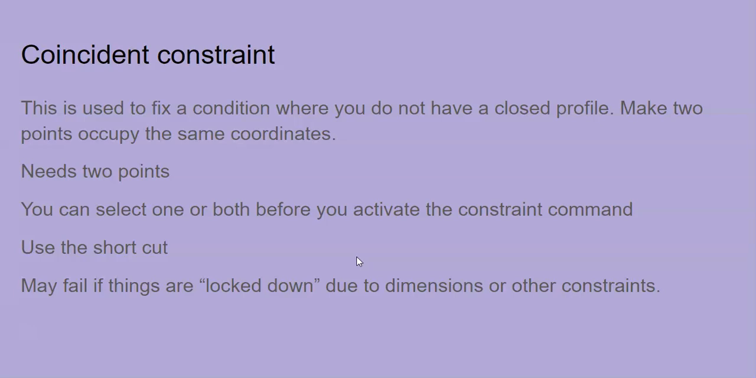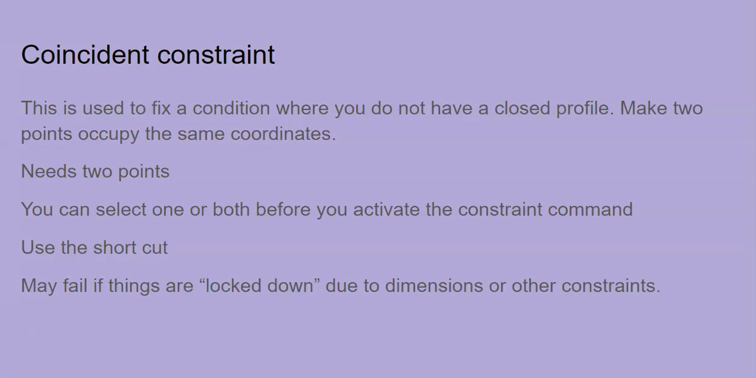All right, now let's talk about the coincident constraint. This is used to fix a condition where you do not have a closed profile. What you want to try and do is make two points occupy the same coordinates, and generally this is used to close up something that is open that should be closed. And a closed profile is one where you can go all the way around a continuous line and get back to your starting point.